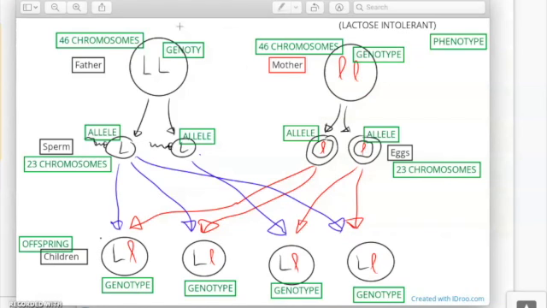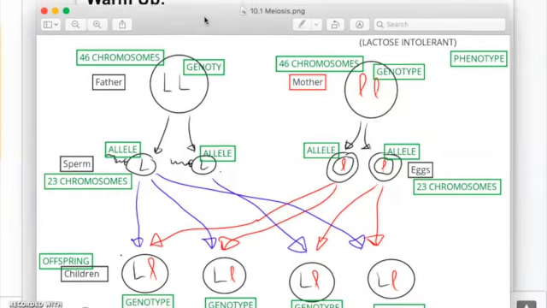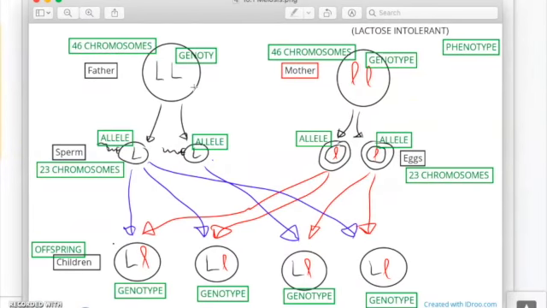So here would be the answer for that previous warm-up. Here you can see that you have the father over here on the left side, the mother over here on the right side. He has a genotype of big L, two capital letter L's. He has 46 chromosomes. The mother also has 46 chromosomes. And she has a phenotype over here.